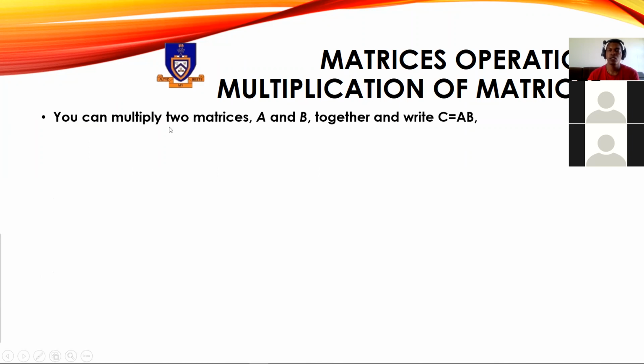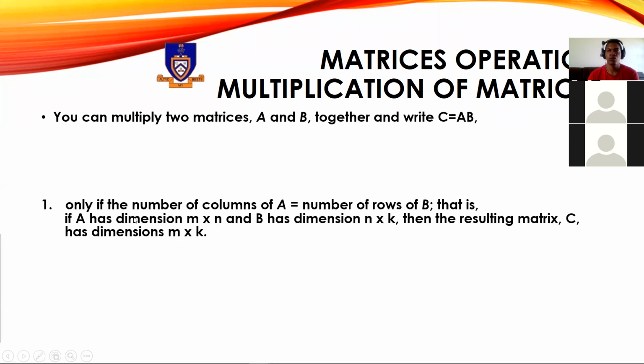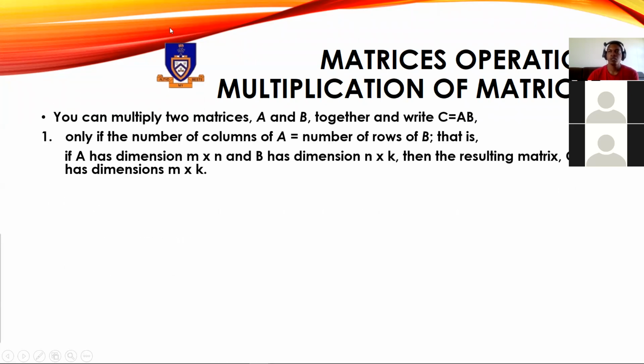So here are the first rules. We can multiply two matrices A and B together and write C equals AB. This is just a normal algebra expression. We can assign a new matrix from multiplying two different matrices together. So we can either call it AB or we can call it C. It doesn't matter which way we do. So how do we multiply matrices?